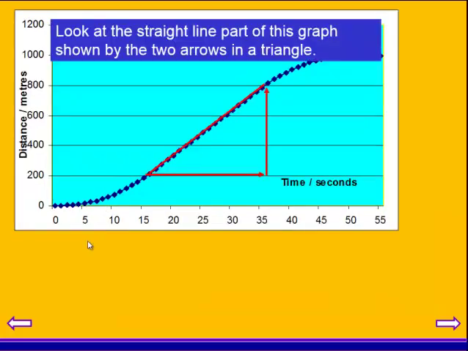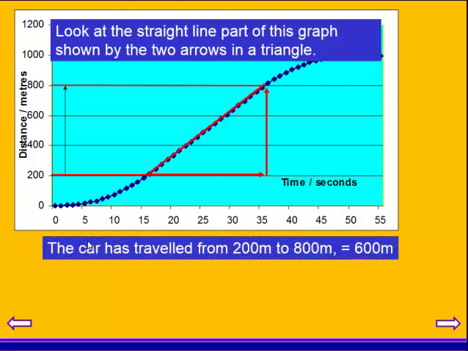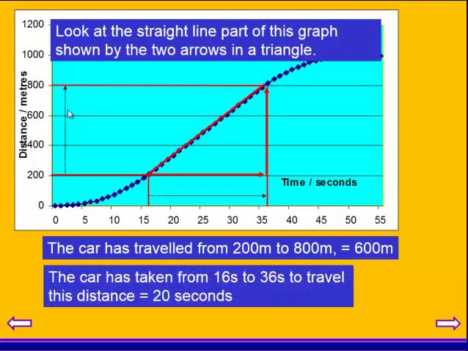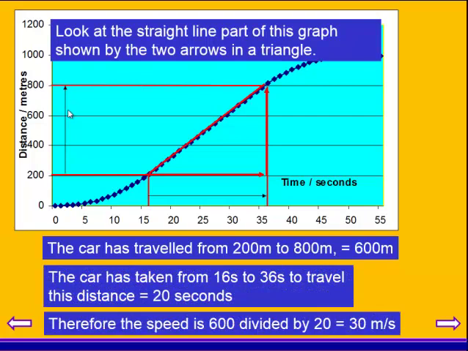Key points here: if we think about the constant speed area, we can work out the gradient for that period. Here the car has travelled from 200 to 800 meters, taking a time of 20 seconds. That means we can calculate that the speed during this period was 30 meters per second. So that's quite useful.